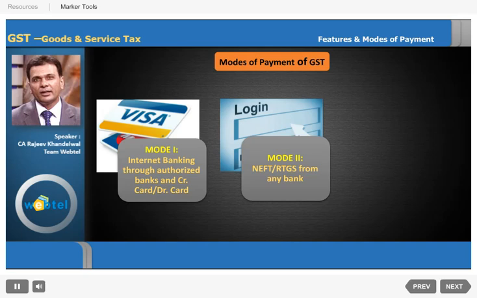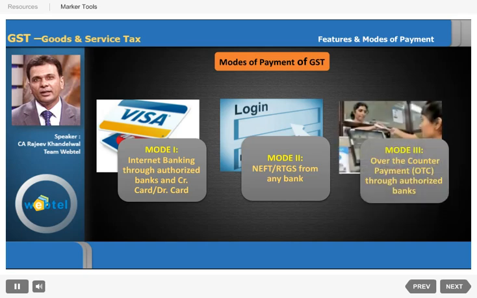Besides them, there's a physical mode also, that you can make payment by challan also across the counter of the bank. But this is limited to only payments up to rupees 10,000. This is basically for small taxpayers who are unable to use internet banking, or they may not be very computer savvy, so that they should not face any problems. That is why this option has been given. But majorly people will be using internet banking, debit card, credit card, or NEFT and RTGS. So these are the modes of payment.